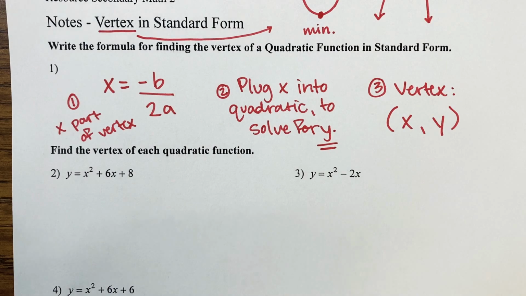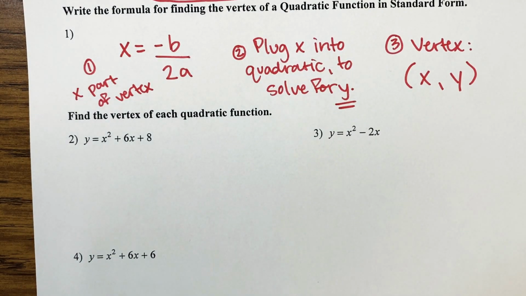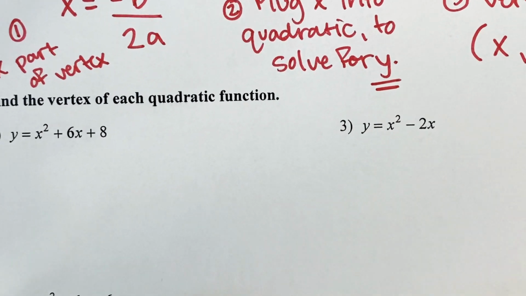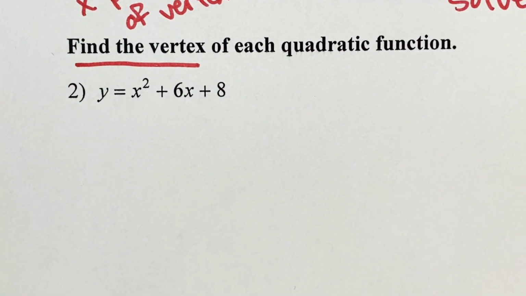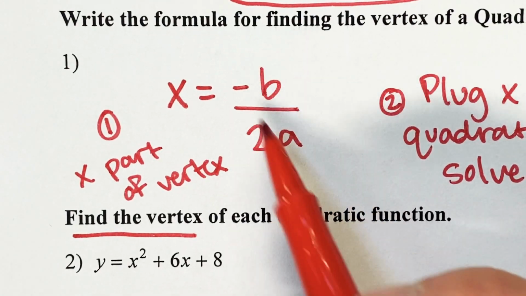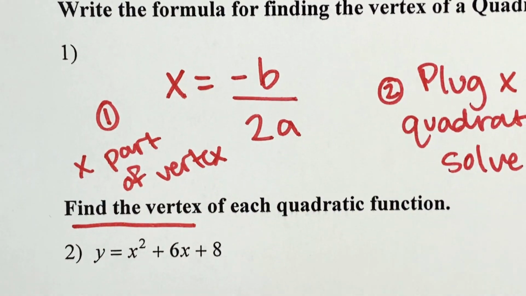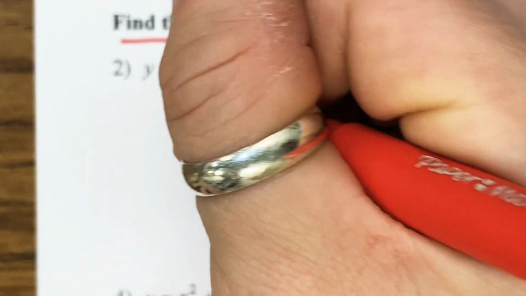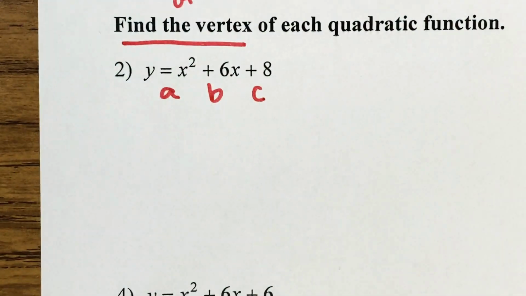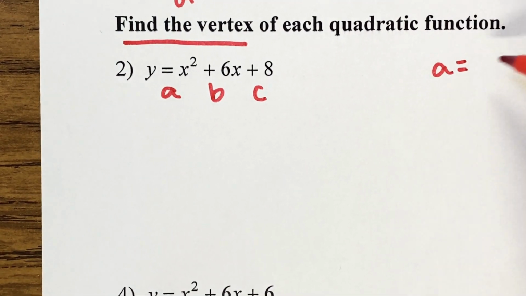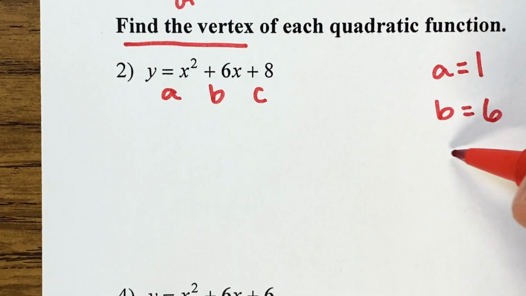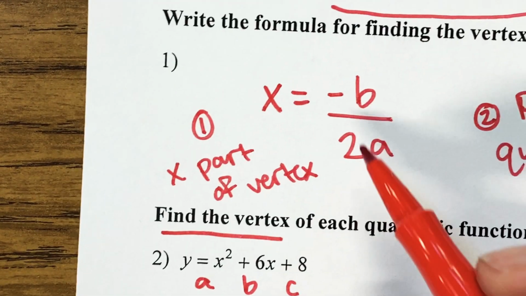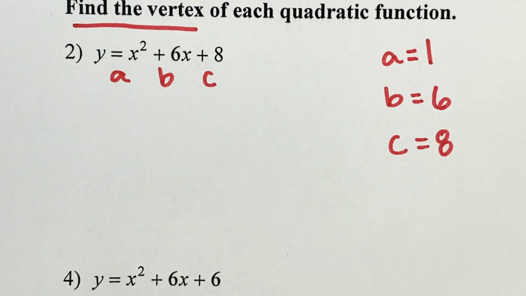Okay, perfect. So let's go ahead and practice that. Let's look at number 2. Numbers 2, 3, and 4. Notice we're not graphing them, we're just trying to find the vertex. So find the vertex, that's all we're doing. In order to find the vertex, we need a and b to plug into this baby formula. We know that in standard form, it's labeled A, B, C, where our A for this one is 1, our B is 6, and our C is 8. But really, we don't need the C. But it's good to know.